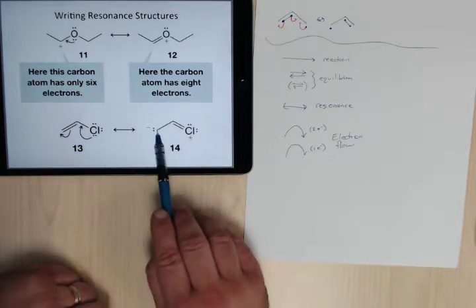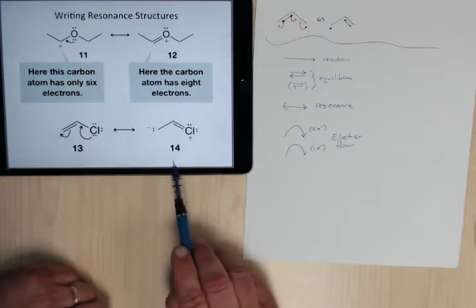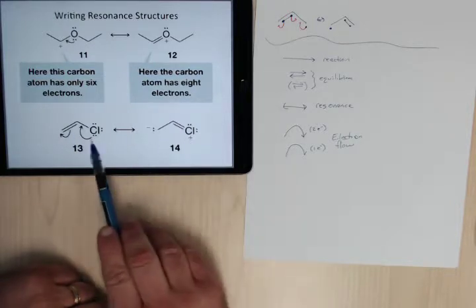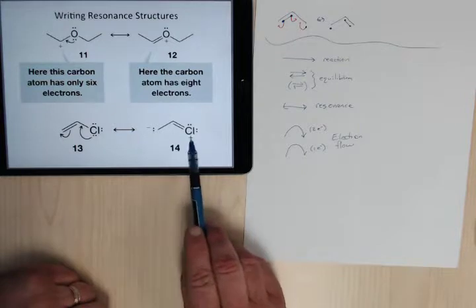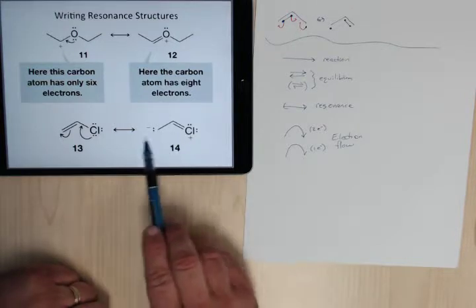Because, right, this one has, you have charge separation here. Okay, these guys are not right next to each other. That's not good.